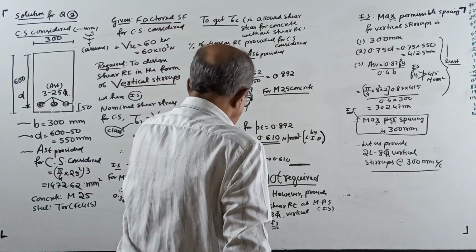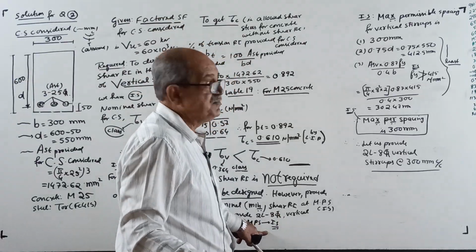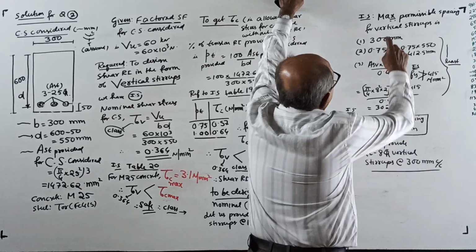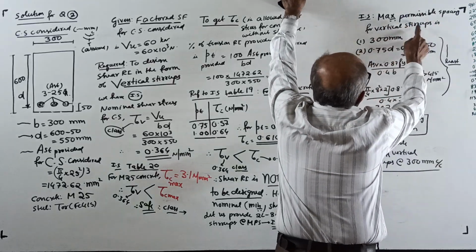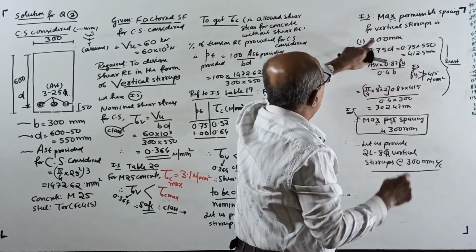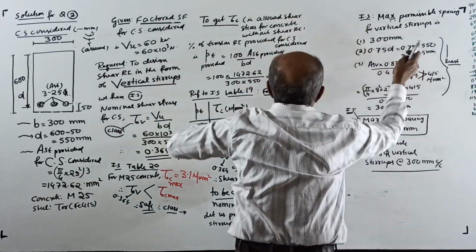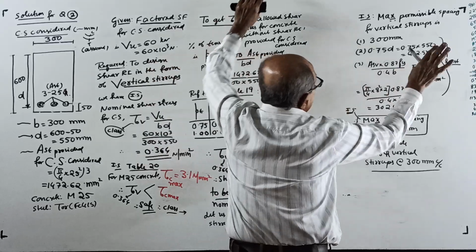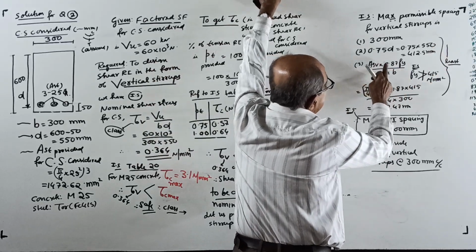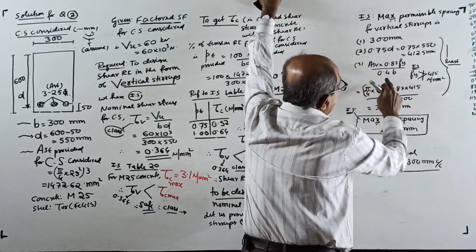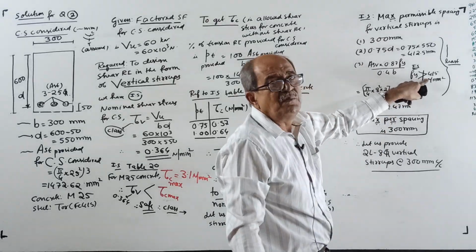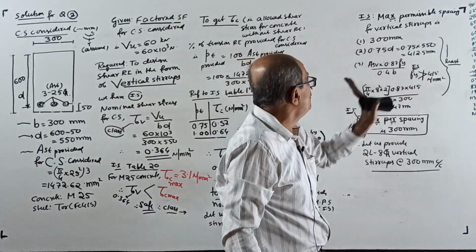Okay, I told you, provide at maximum permissible spacing. Go to IS code. The maximum permissible spacing for vertical stirrups, all I explained earlier: first, 300; second, 0.75D, substitute 0.75 into 550; last one, Asv into 0.87 fy by 0.4b. Fy is not to be taken more than 415 as per IS code.